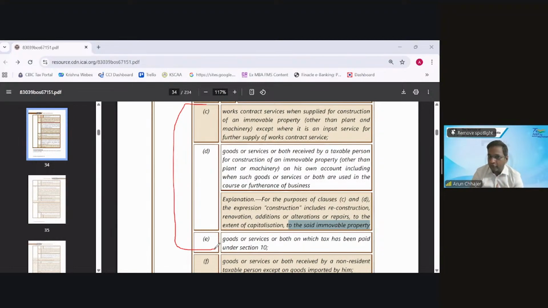1, 2, 3, 4 आएगा. 3 to 4, at least 3 to 4 will come. So give me the 3 to 4 situations when I am allowed to take the ITC of construction of an immovable property.